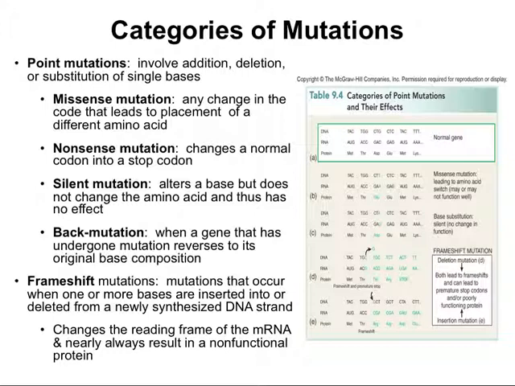These mutations are broken into categories. There are either point mutations or frameshift mutations. Point mutations involve addition, deletion, or substitution of single bases, and you can end up with a range of different results. The missense mutation is where we have any change in the code that leads to a placement of a different amino acid. You can see an example of a missense mutation here.